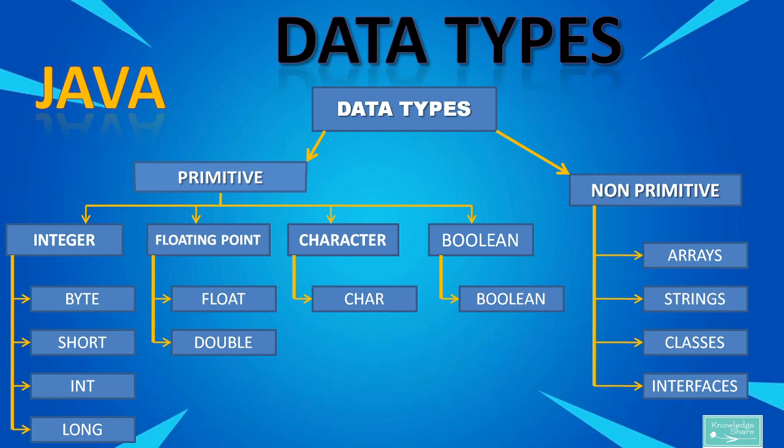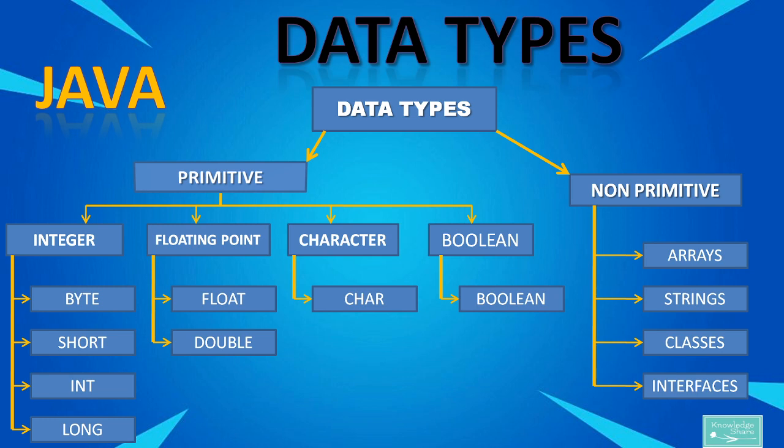Now in Java there are two types of data types. One is primitive and the other one is non-primitive. Primitive or basic data types are what we generally come across in our daily life when we are browsing applications. In primitive data types, we have four main kinds: integer, floating point, character, and boolean.